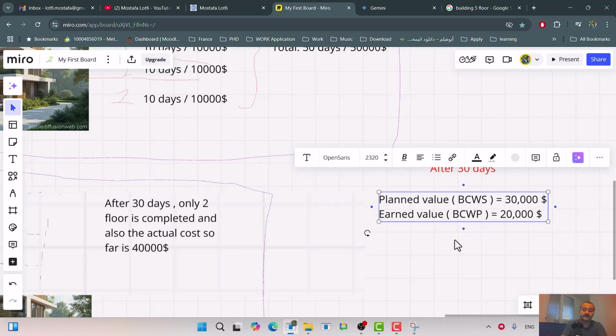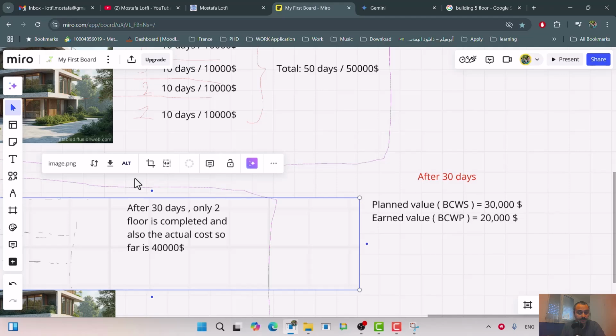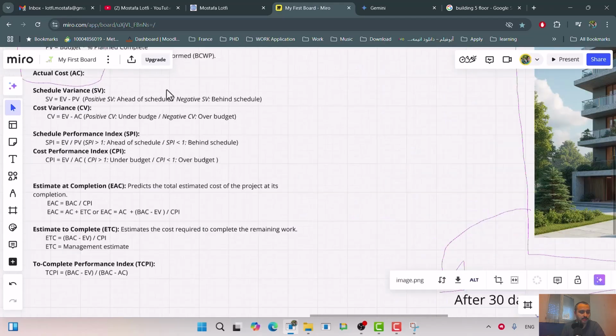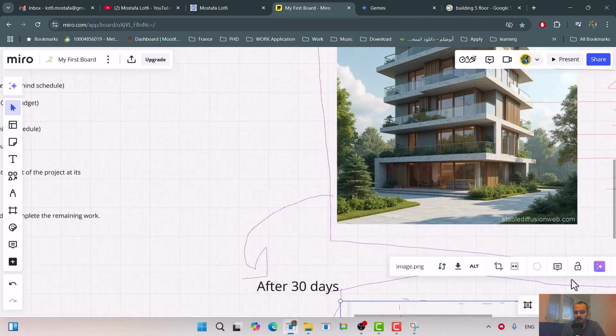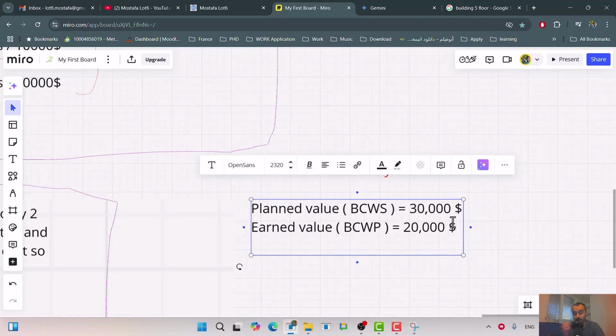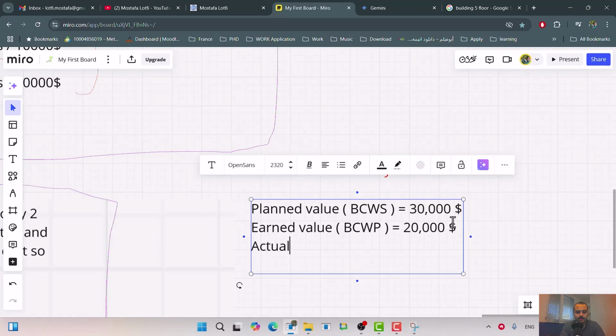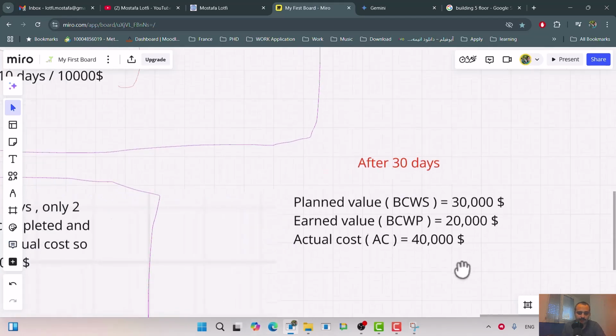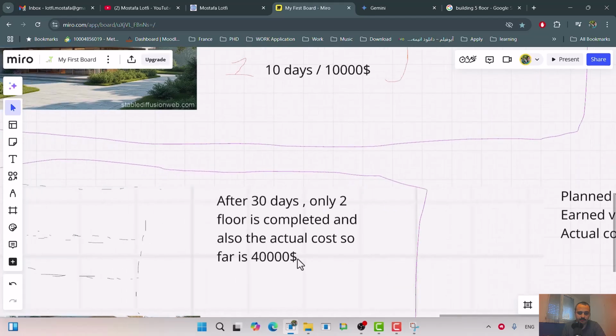Now, the third variable here is actual cost or AC, and it's the data you get from accounting, how much you actually spend up to now. Actual cost or AC equal to 40,000, right? Because here it's mentioned after 30 days you spend 40,000.